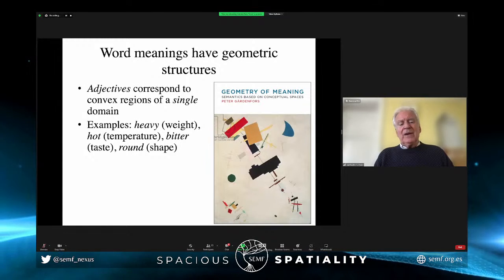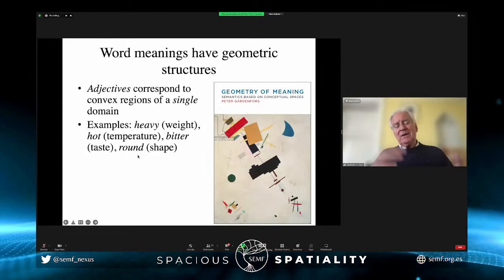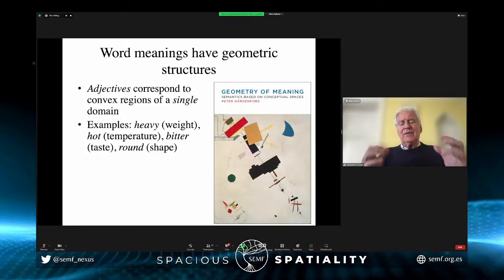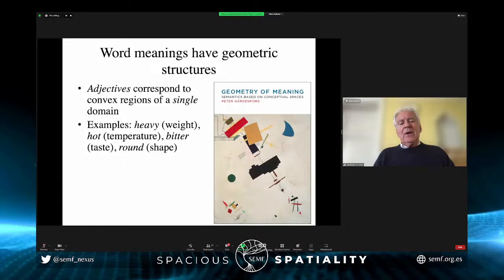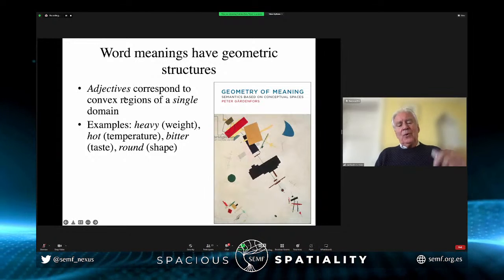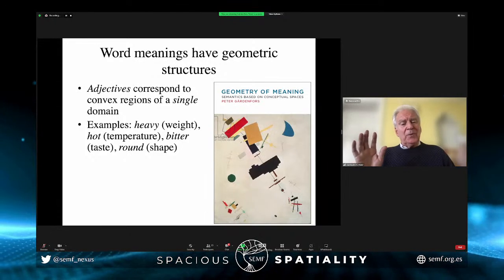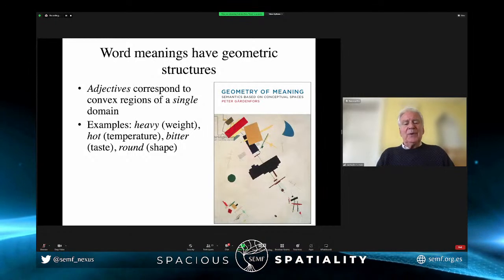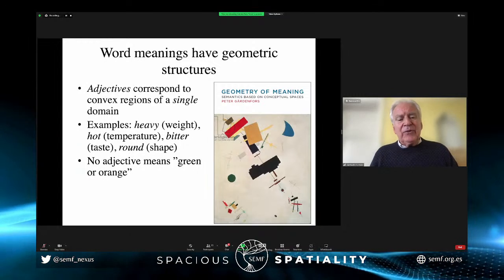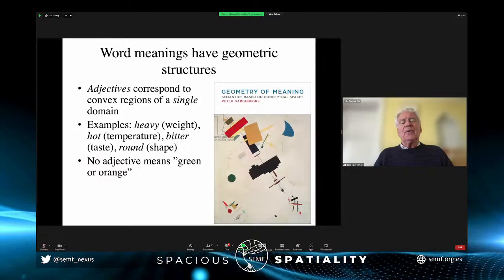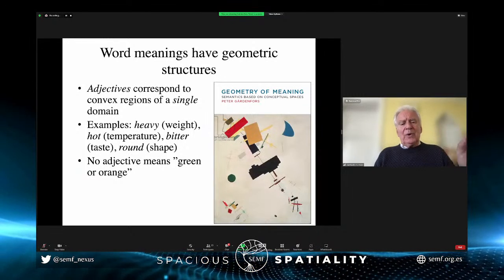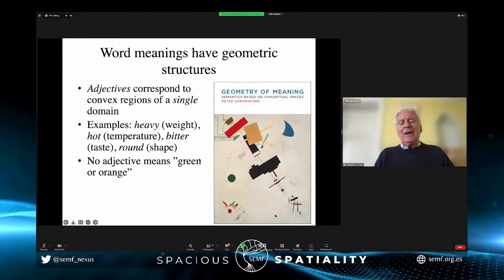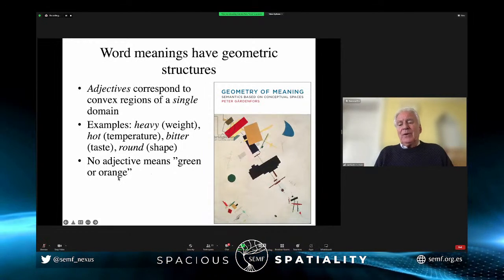You have words like round, that refer to the shape domain, and exactly what the geometry of that domain is, we don't know yet, but still there are lots of words for shapes. So I make this prediction that adjectives all correspond to convex regions. Maybe there are counterexamples, but most of the simple adjectives that children learn first fit with this characterization. And from the rule that adjectives correspond to convex regions, I can make the prediction that there is no adjective that means green or orange, because that would not be a convex region of color space.